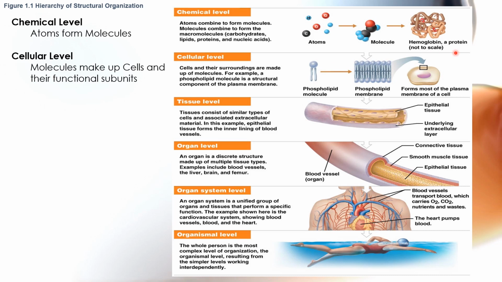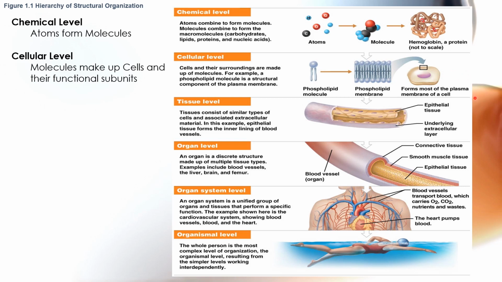And then you get to the cellular level. These molecules that are all similar come together to make up a cell, right? Such as these phospholipids, which are fats, they come together to make up the plasma membrane of the cell, right? So then you have that cellular level.